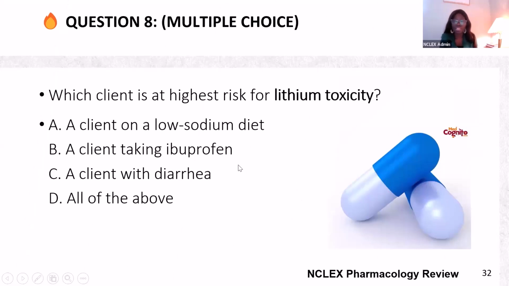Let's look at this question as well. Every question we are looking at is so important. Lithium is the must-know. Which client is at highest risk for lithium toxicity? A client on a low sodium diet, a client taking ibuprofen, a client with diarrhea, or all of the above?